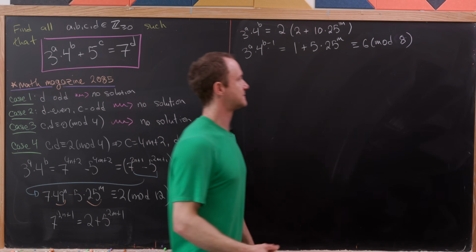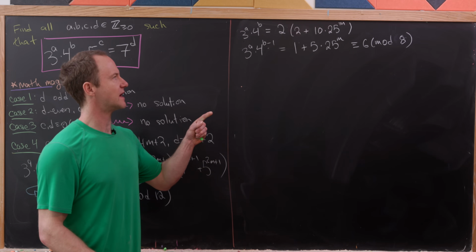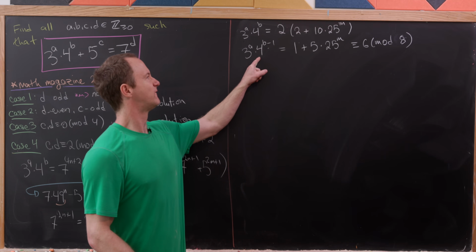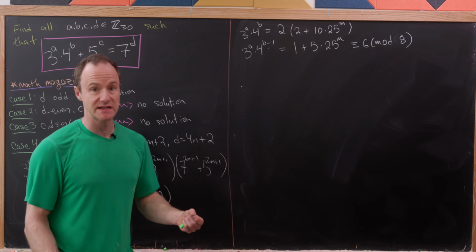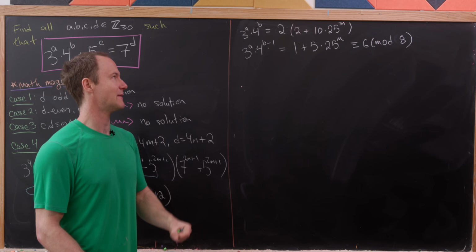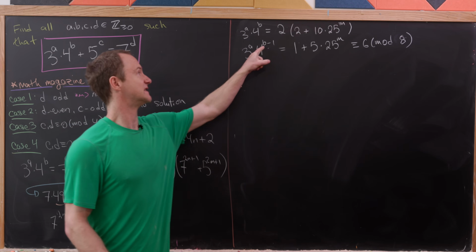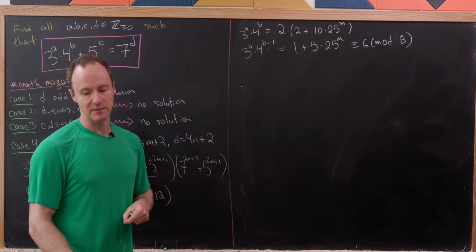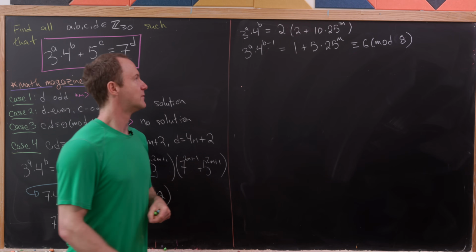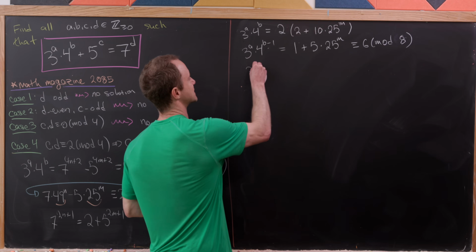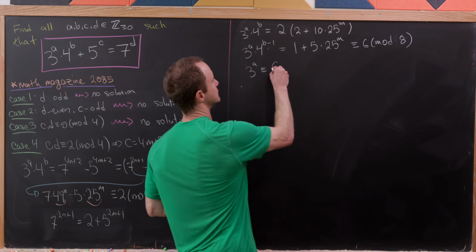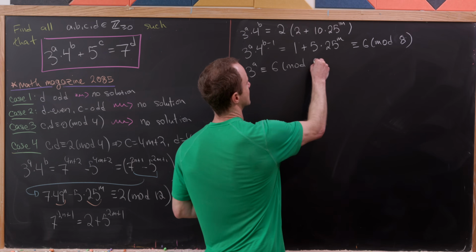mod 8. But now let's observe that since 4 to any positive number will be 0 mod 8, that means 4 must be raised to the 0 power here. In other words, b must be 1. But that means that we can simply write this as 3 to the a is congruent to 6 modulo 8, like that.